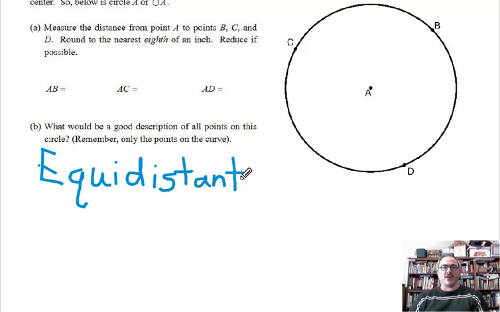All right. They are all, actually, you know what? I need a qualifier here. All. They're all the points that are equidistant.